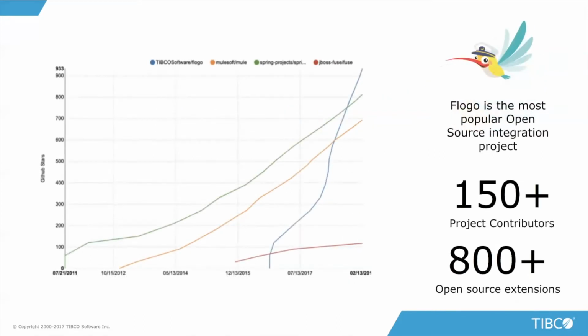Flogo is the most popular open source integration project today on GitHub. We have more than 150 project contributors who have added more than 800 open source extensions in the form of activities and triggers. And you can go to flogo.io and look at Project Flogo showcase to see the number of activities and triggers that are built by the community.